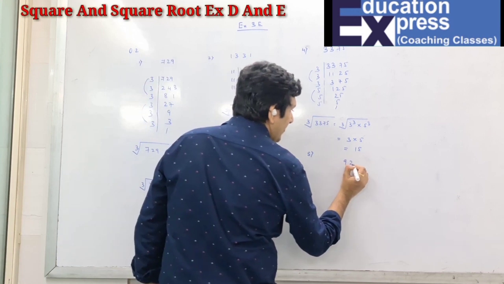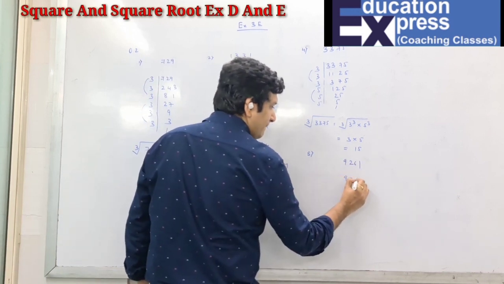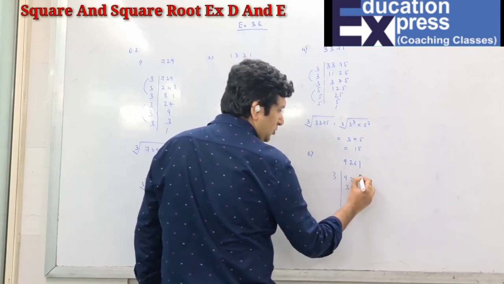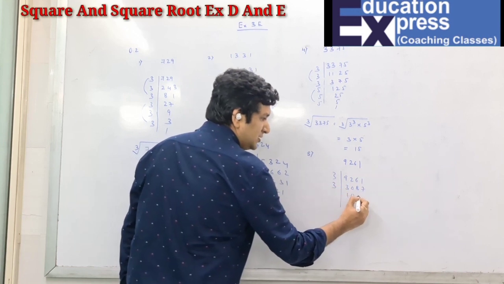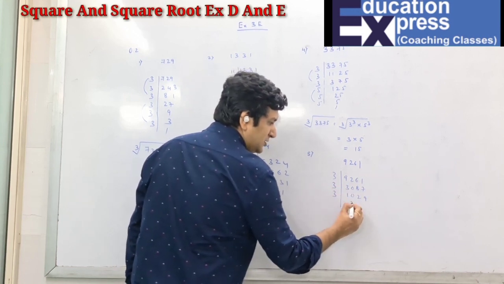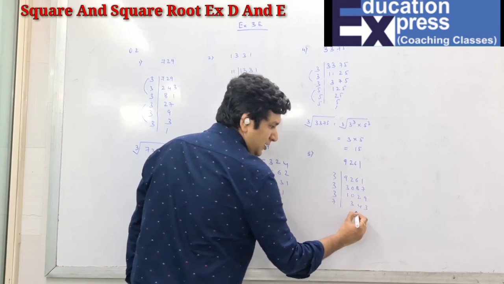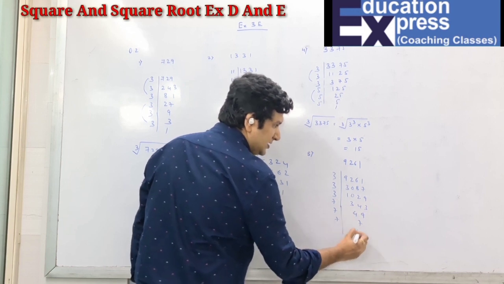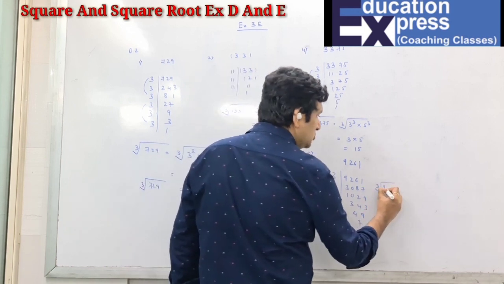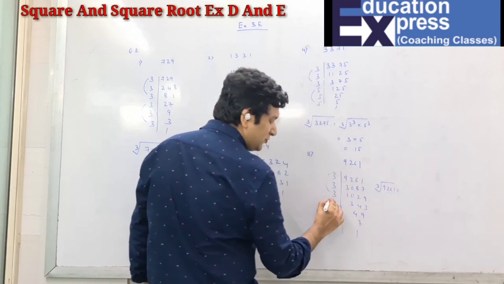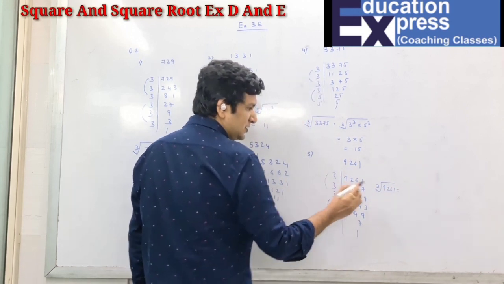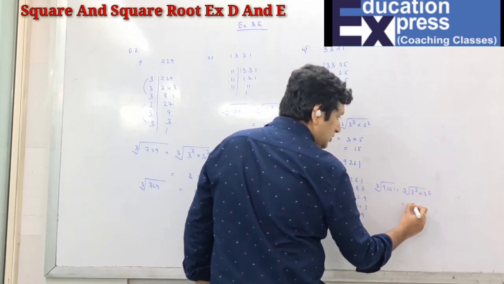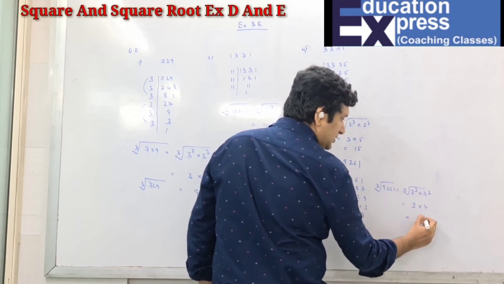Question part 5th. 9261. So here 3 threes are 9, doesn't go. 3 eights are 24, and so on. Yes, again you can see that cube root of 9261 is possible because we have a group of 3 and a group of 7. That is cube root of 3 cube and 7 cube. So 3 into 7, that is 21.